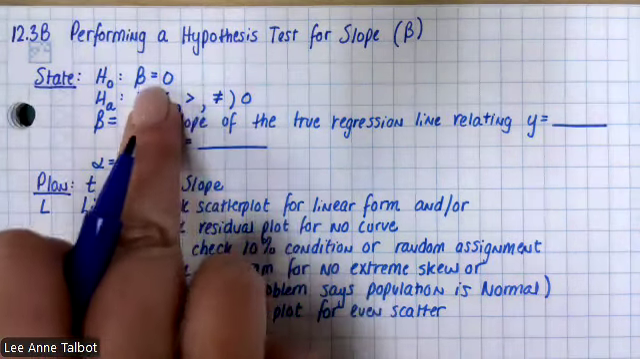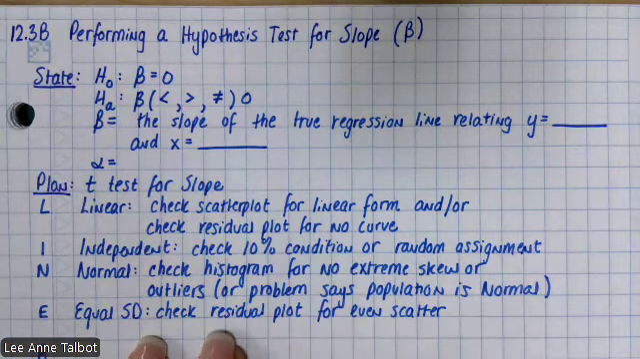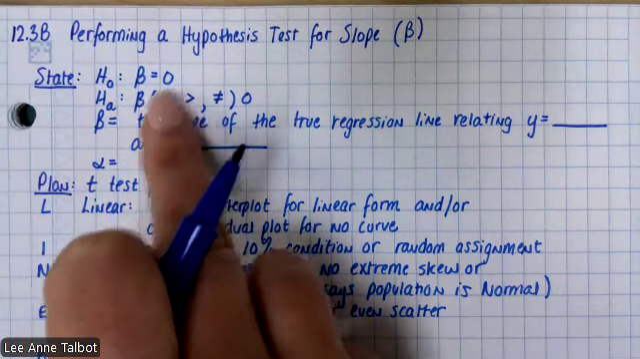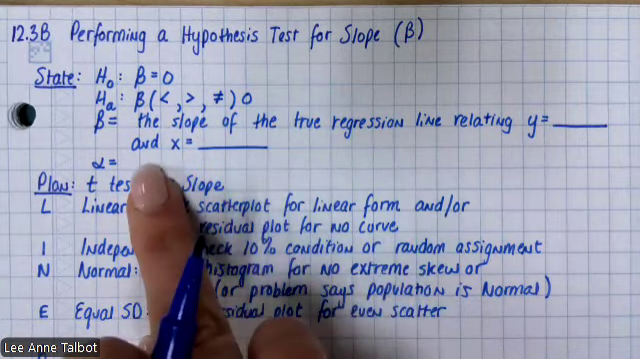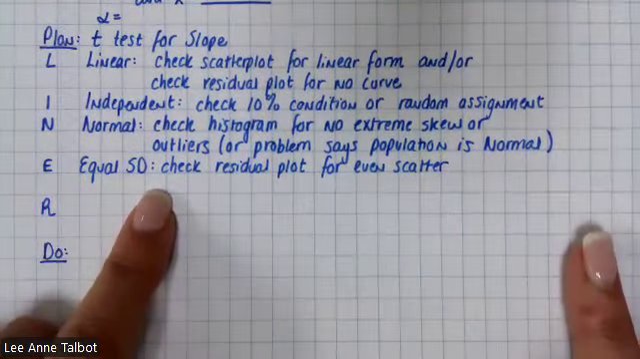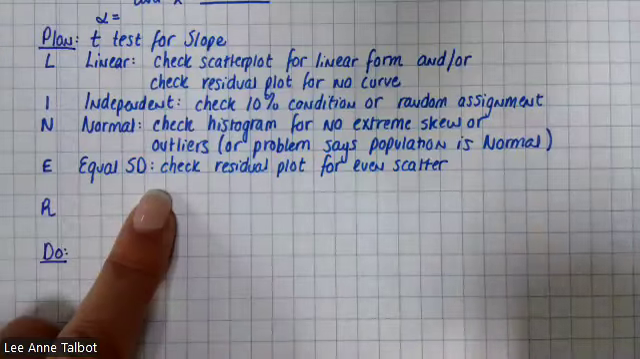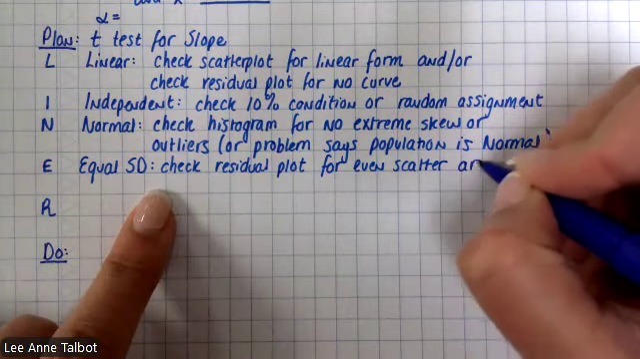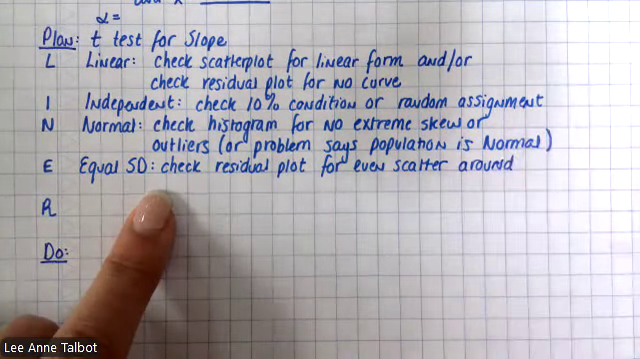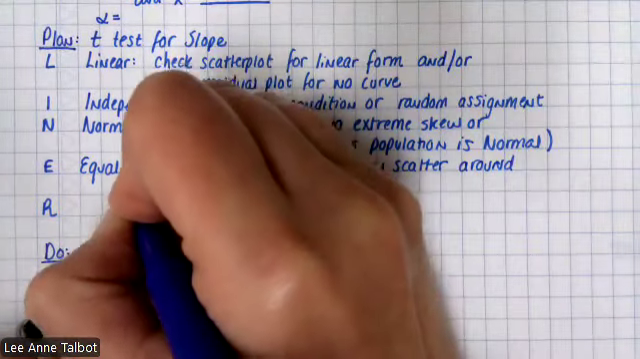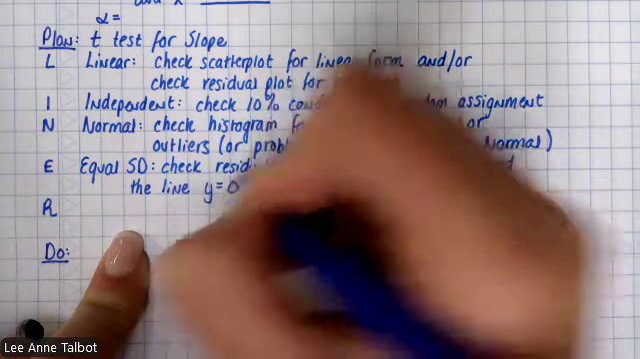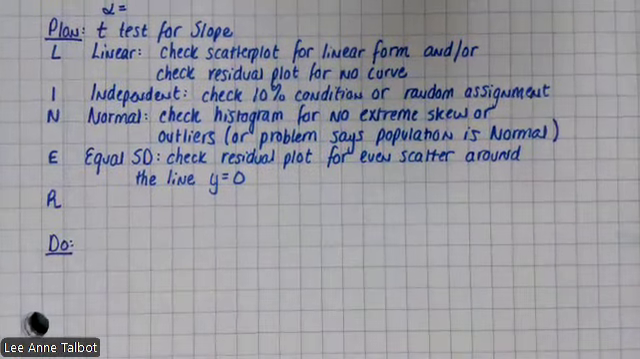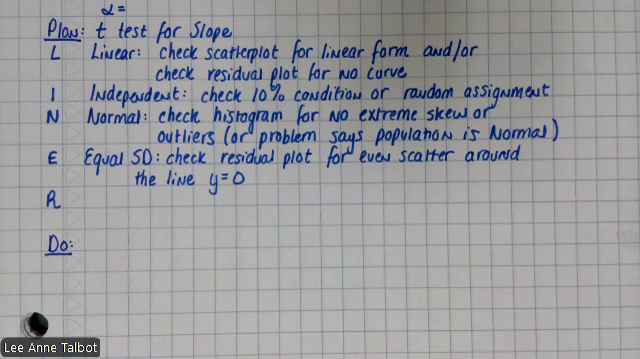Okay, but the only thing, what did we say? This stuff is all the same as the other one, but slope is 0. Slope is something other than 0. If our even scatter around the line y equals 0. So equals standard deviation, check residual plot for even scatter around the line y equals 0.